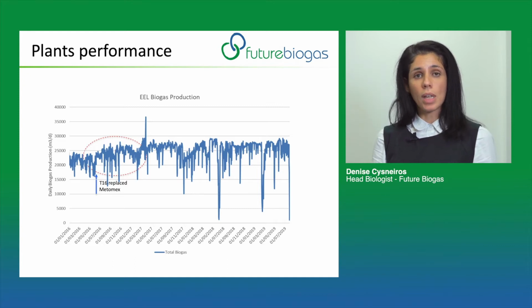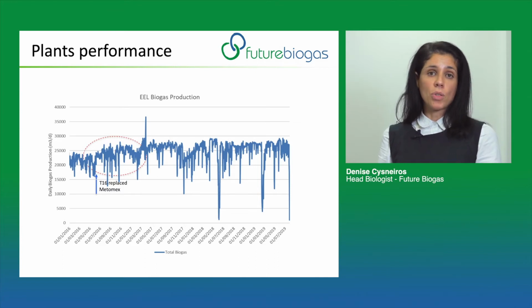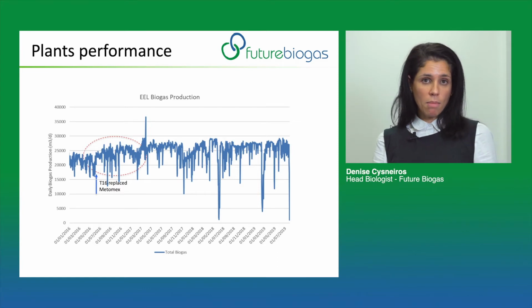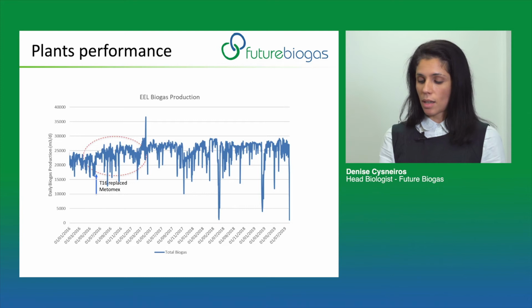And you can see that through time the plant had an improvement in biogas production. We can't really say that this was because of the T16, because we have different teams. We have a feedstock team, we have an operations team, a biology team, and we are all always trying to optimize our areas of the business, but we can see here that the T16 supported these improvements in performance.